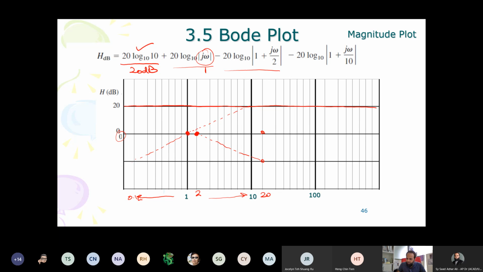Similarly, the next one is a simple pole at 10. So it will start at 10 here and it will go until 100. So I'm doing the same thing.